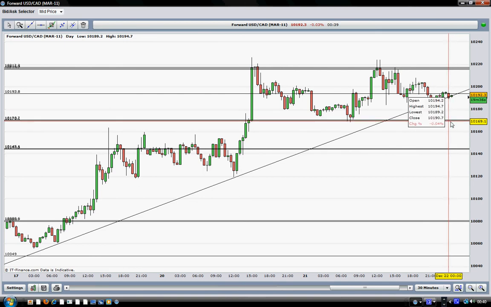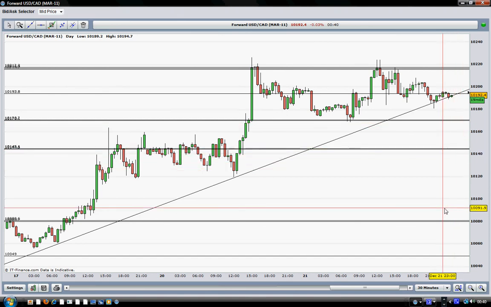then our next target will be 10145. So the first target is 10169. If 10169 fails to support the price and the price continues the movement to the downside, our next target will be 10145. But we are very bearish towards this US dollar Canadian dollar currency pair, and we believe that these two levels will completely fail, and the price has a high probability to retrace back to this level here.